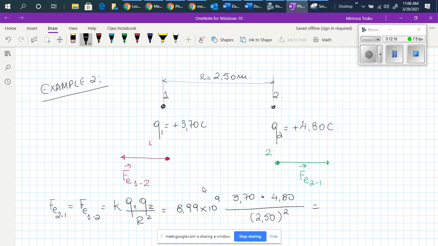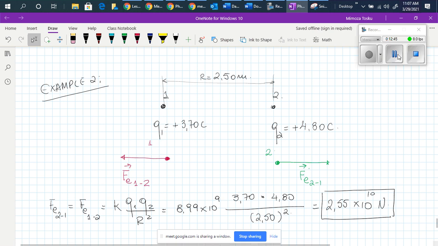And now when you enter it in your calculator, you will find that the electrostatic force that those two charges are experiencing is 2.55 times 10 to the power of 10 newtons. Okay, this will be the magnitude of the force, and then when you see it from object 1, it is going west, and when you see it from the perspective of object 2, it is going east.